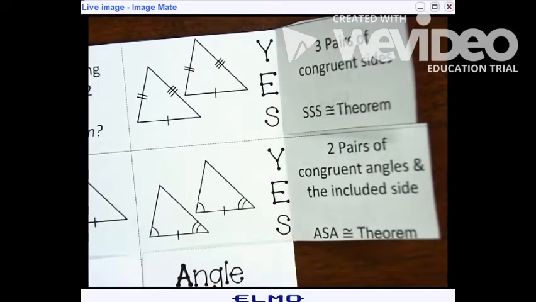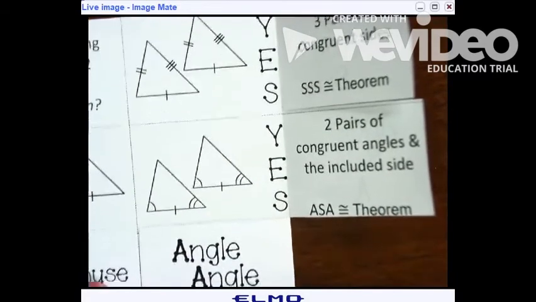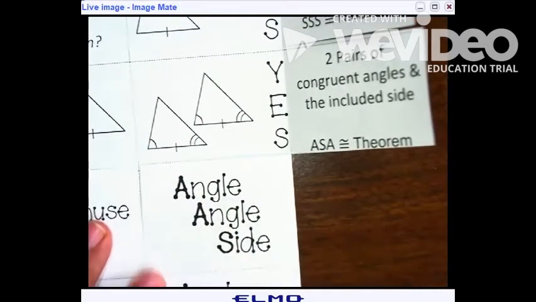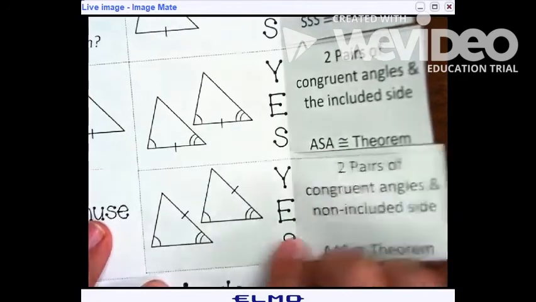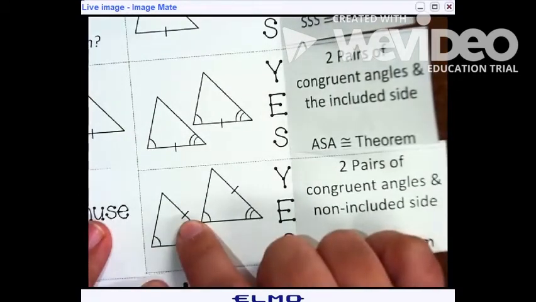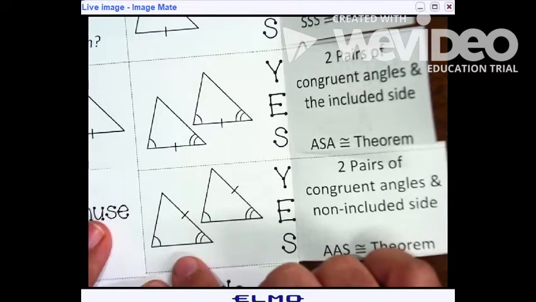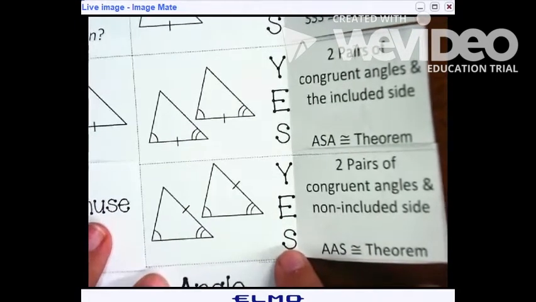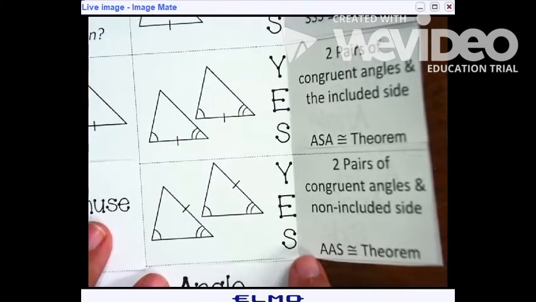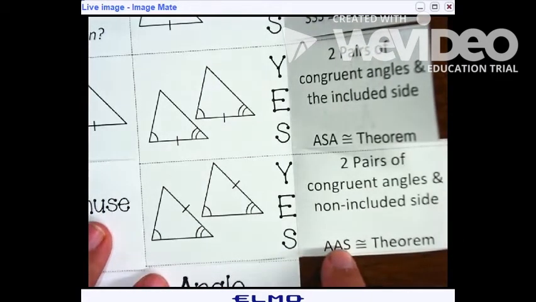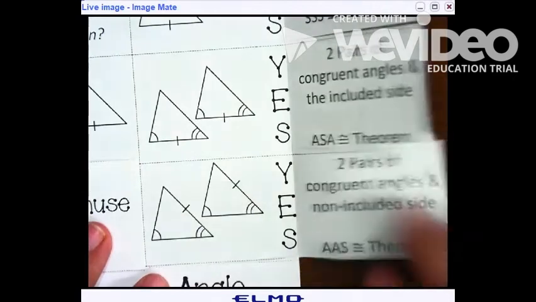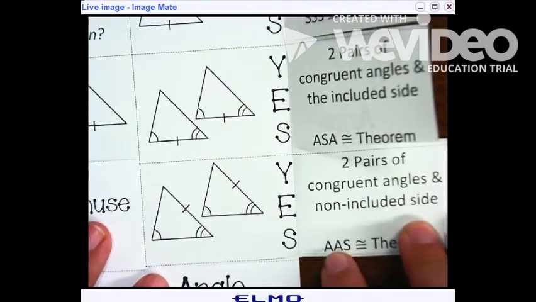All right. What if the side is not in between the 2 angles? What if we have an angle, and then a side that's not in between them, like this? We have an angle, and then this side is out there. So it's not in between the 2 angles. This is also going to prove congruence. This is the angle-angle-side congruence theorem, AAS, and this works. Notice the side is not in between the angles, so the S is not in between the 2 A's.